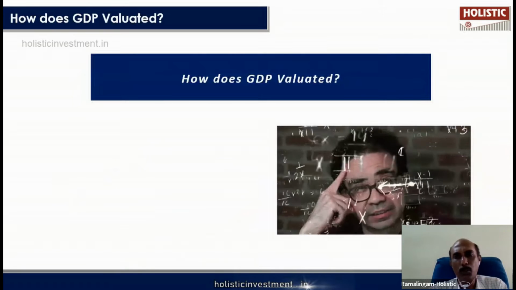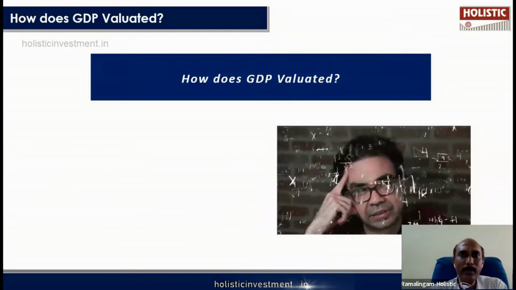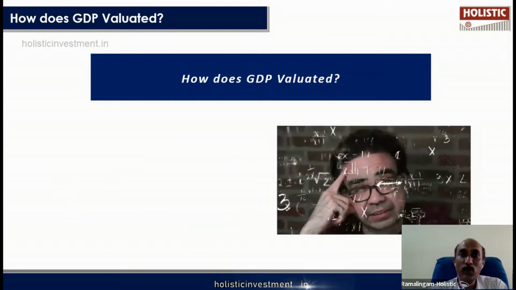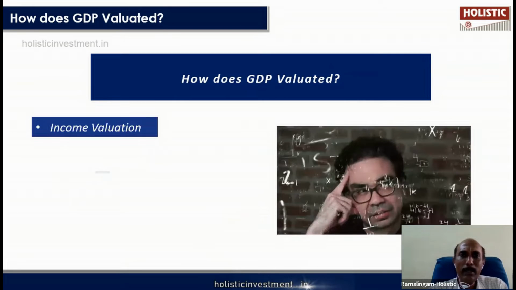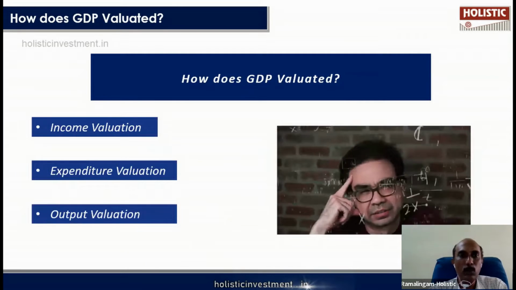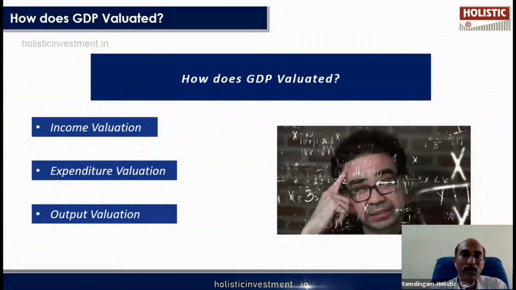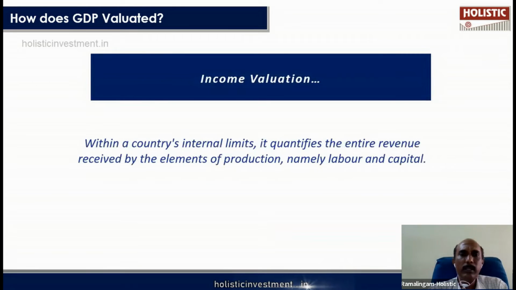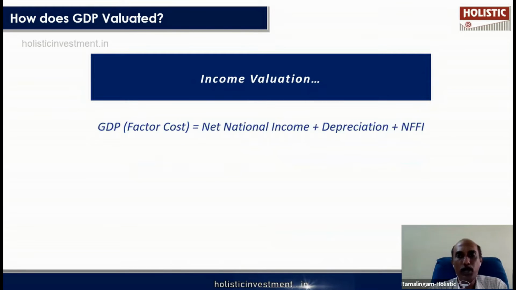How is GDP valued? Yes, it is definitely a complicated calculation. Let me try to simplify it as far as possible for all our viewers. There are three methods by which GDP is calculated. One is income valuation, second is expenditure valuation, third is output valuation. In the income valuation, we take all the income of all factors of production within a country. It means the entire revenue of factors of production.